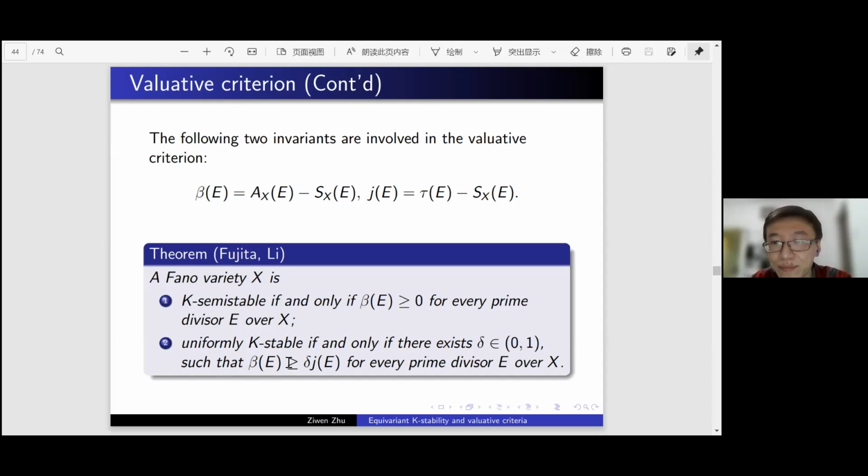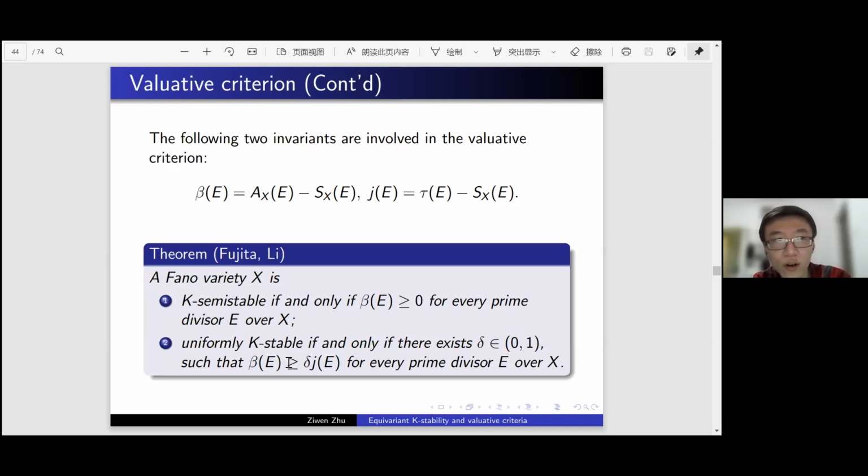Exactly. And sorry to interrupt, but can you make some remarks about the relationship with the slope stability of Ross and Thomas a long time ago, compared to this valuative criterion? Oh yes, if I remember correctly, they were considering test configurations with respect to the normal cone. Yeah, exactly.